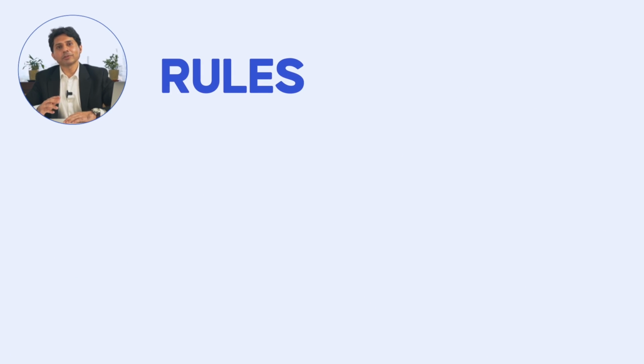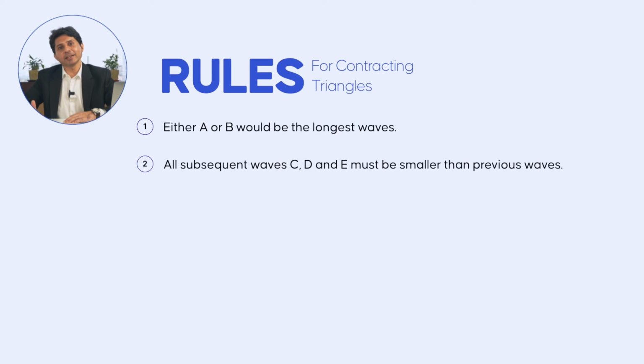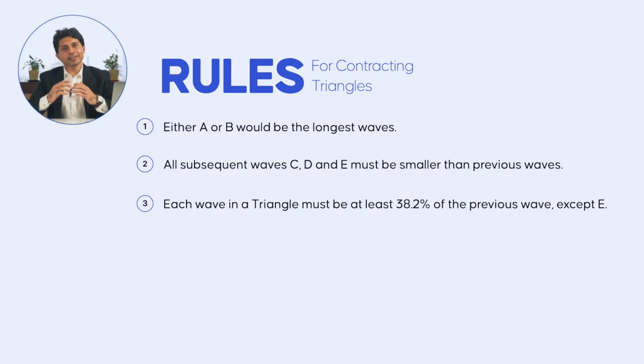Now, in the case of contracting triangles, either wave A or B would be the longest wave. All subsequent waves C, D, and E must be smaller than the previous waves. And each wave in a triangle must be at least 38.2% of the previous wave, except E.